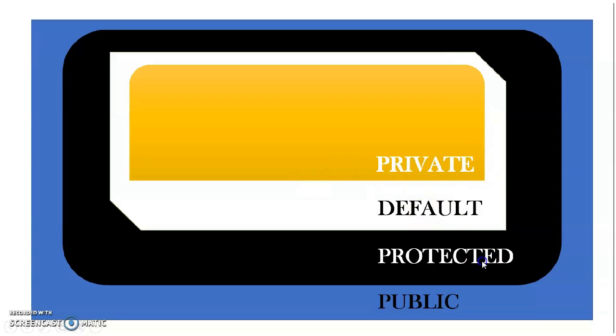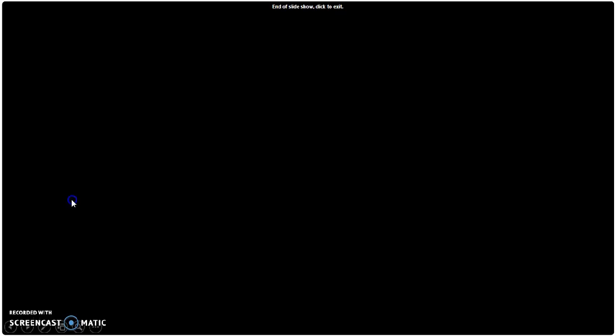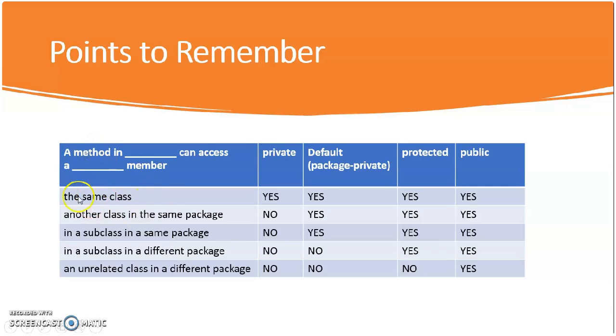Going further, let's understand, if a particular method is there in a class, how can it access the various members of a class. Let's say a method in the same class, as you can see here. If the method is in the same class, it can access the private members, the default members, the protected members, as well as the public members of that particular class. So it can access all members if it is in the same class.